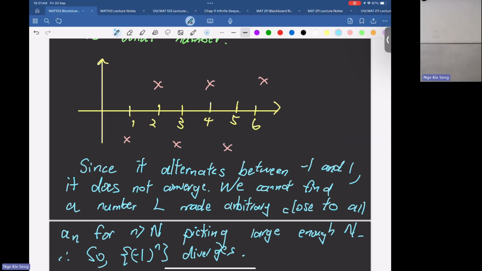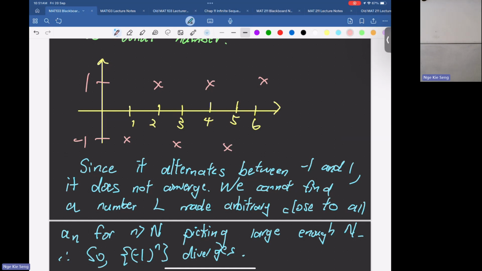Let's say L equals 1. Can I say that this sequence converges to L equals 1? Can or not? To answer this, you need to go back to the definition of convergence. Can you make it arbitrarily close to L for n large? Can or not? Go on.